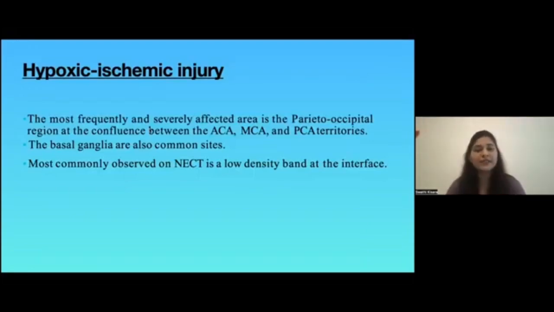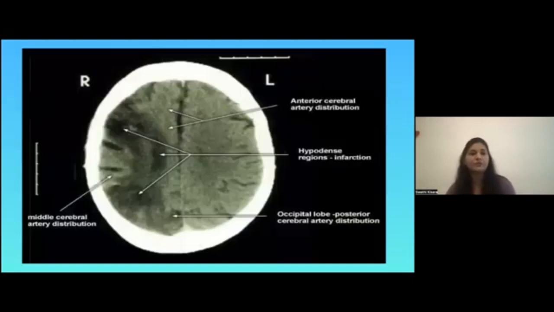The most frequently and severely affected area is the parieto-occipital region at the confluence between the ACA, MCA, and PCA territories. The basal ganglia are also some of the common sites that are involved in HIE. And the most commonly observed finding on NECT is a low density band at the interface. So this is an axial CT image showing a hypodense area on the right side at the interfaces at the junction of the ACA, MCA, and the PCA territories.